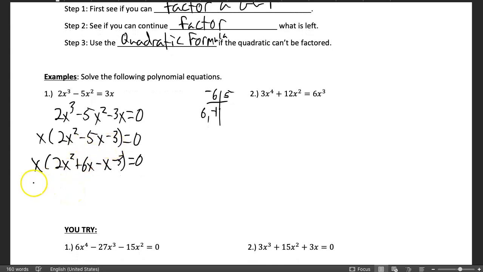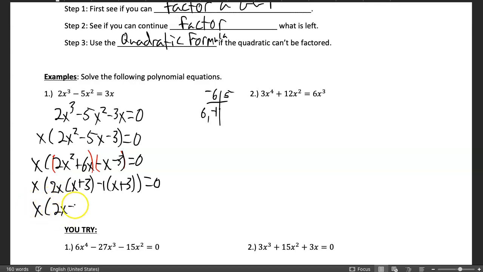And now we keep factoring. So we do x, and then what do we pull out of these first two terms, and what do we pull out of the second? Well, from the first terms, we can pull out a 2x, and we're left with x plus 3. We pull out a minus 1 from the other terms, and we're left with x plus 3, and this is equal to 0. And from here, we just finish our factoring. So this becomes x times 2x minus 1 times x plus 3 is equal to 0.